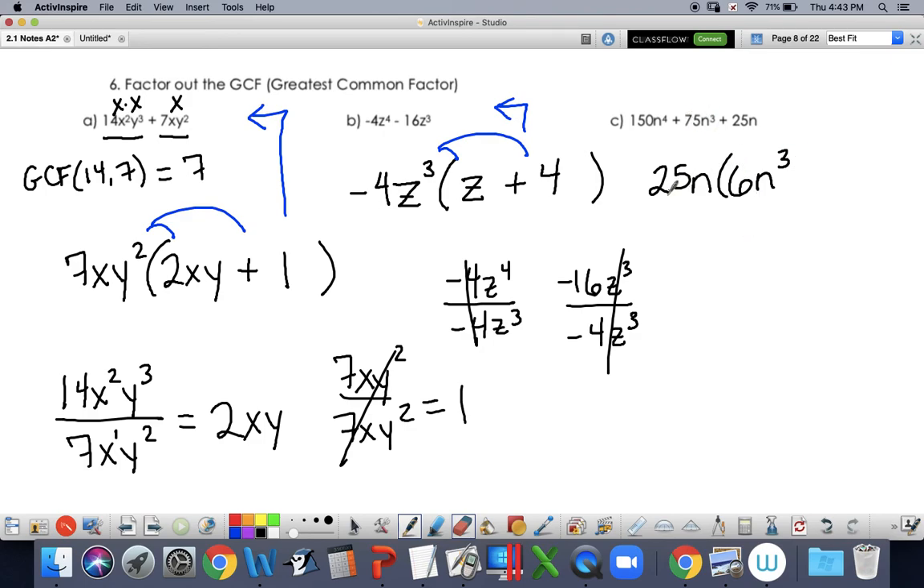Next, 75 divided by 25 is 3. I have n cubed here, and I factored out an n, so I have n squared. And then last but not least, this 25n is the exact same thing as my GCF, so that tells me all I need left is the placeholder of the plus 1. And again, if I wanted to check, all I would need to do is distribute back through and verify that I wound up where I started.